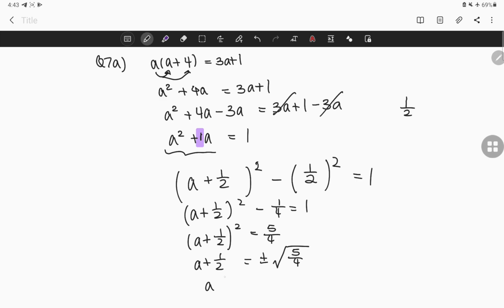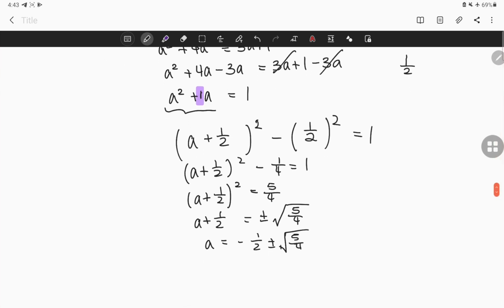Now we just need to subtract half from both sides of the equation, and that would give us a is equal to negative half plus or minus the square root of 5 over 4. So this is basically saying that a is either equal to negative half plus the square root of 5 over 4, or a is equal to negative half minus the square root of 5 over 4. This is why you get two different values of a.